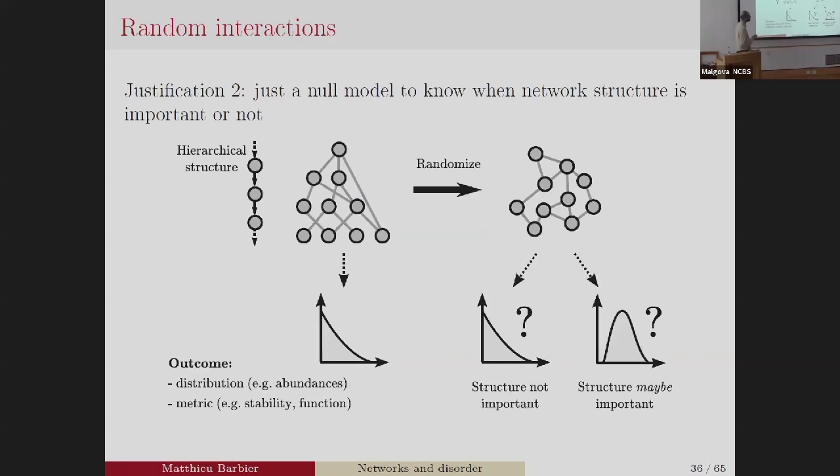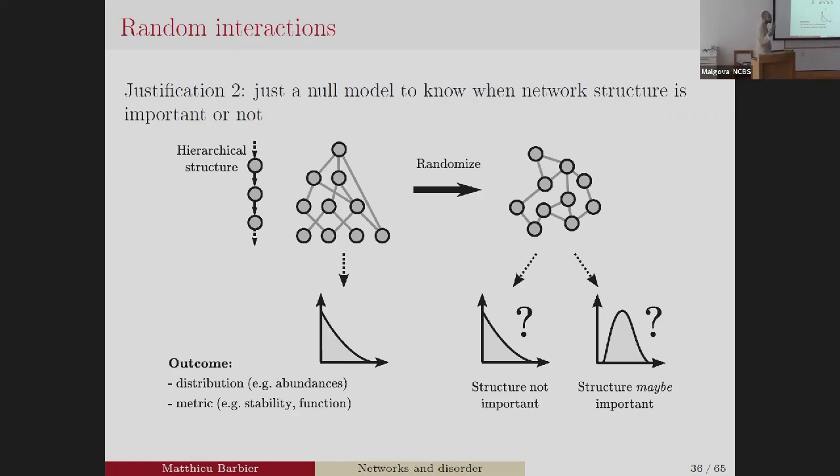Another justification could be, I am interested in networks that have some structure, let's say food webs, but I don't know if that structure is really important for the outcomes that I'm looking at. Is the structure of the food web really important for, let's say, the abundance distribution? One thing I can do that's obvious is I just randomize the network, and if I get the same abundance distribution as before, then probably the structure is not that important for that outcome.